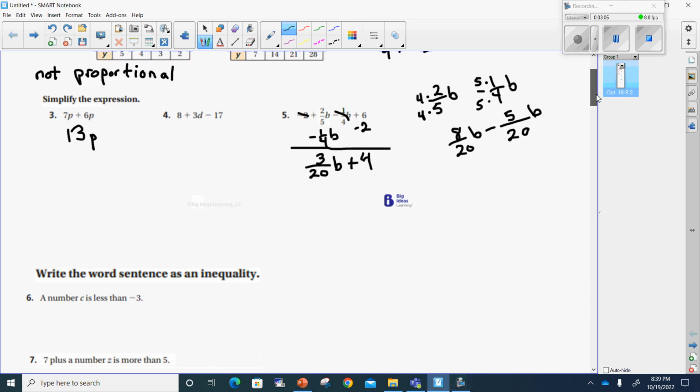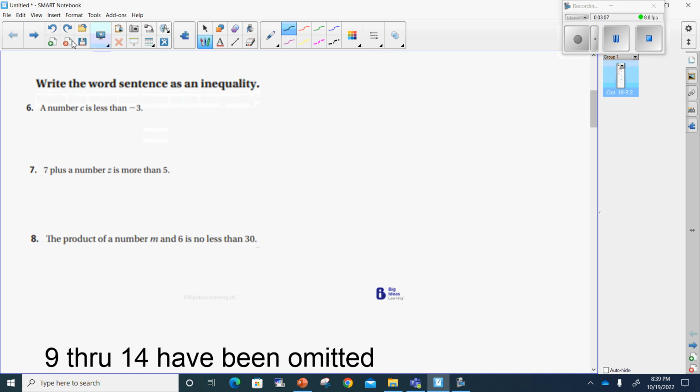Right, next, we're going to number 7. It says, write the word sentence as an inequality. Inequality being the optimal word. Remember, this is going to be greater than, less than, greater than or equal to, or less than or equal to. So if I do this, 7 plus some number makes x. Then is more than 5. Okay, so this is more than, right? This is going to be the more than sign, 5. All right, it doesn't say to solve it, so I can stop right there.